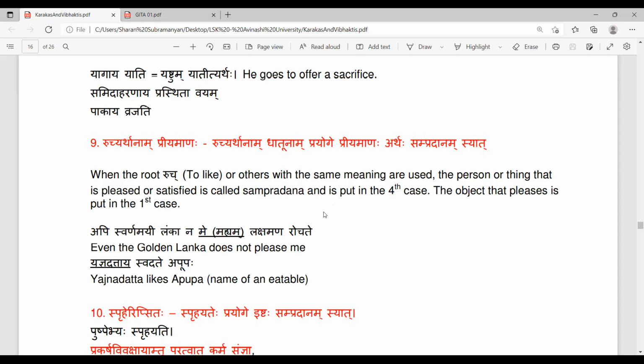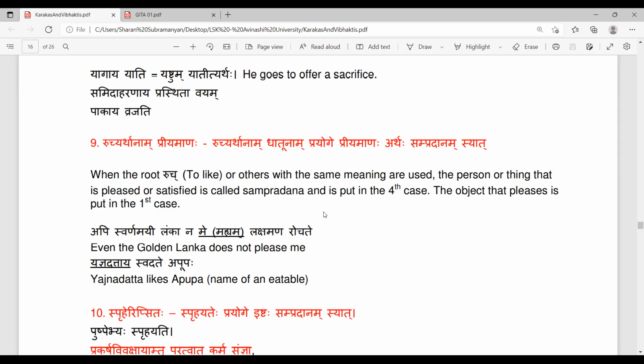That is, when the root like ruch, etc., or other dhatus of the same meaning are used, the person or the thing which is satisfied, which is pleased, that will be sampradana, and therefore it will be chaturthi vibhakti. Yatha maghyam palam rochate. Palam is a karma. Is it karmani prayoga? No. So this is another place you can note, even though it is not a karmani prayoga, the karma takes prathama vibhakti. And the karta, who is satisfied, who is pleased, is called sampradana, therefore chaturthi vibhakti.